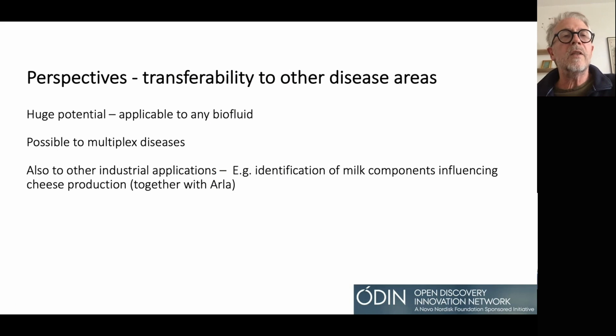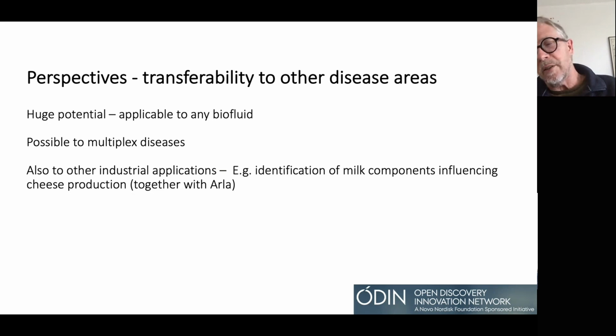I also just want to mention that I think there's a huge potential with this method. It can be applied to any biofluid. And this ODIN project has actually helped us to really put it up into this high-speed method with the robots. So we can actually look at a lot of different diseases now. And we also started to look at other things than blood. We have a collaboration now with ALA, where we look at milk, and we can identify the components in the milk that are influencing the cheese production, which we'll look more into.